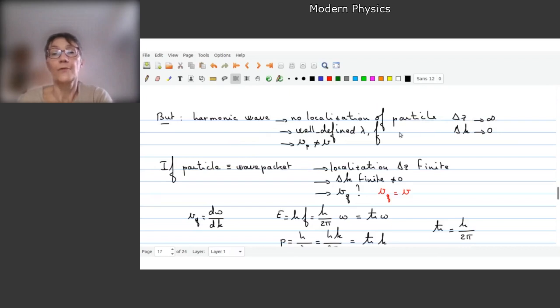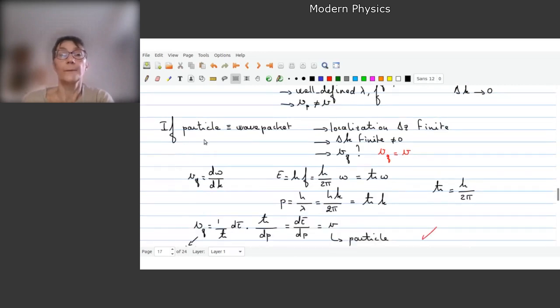And so you have a very well-defined lambda and a very well-defined f, so a very well-defined wave number, and so the uncertainty on the value of k is 0. And this is not very nice. Also, the phase velocity of the wave associated to the particle is different from the velocity of propagation.